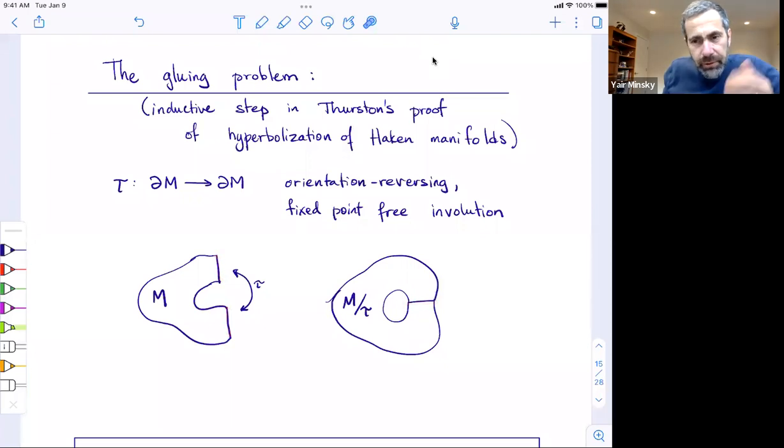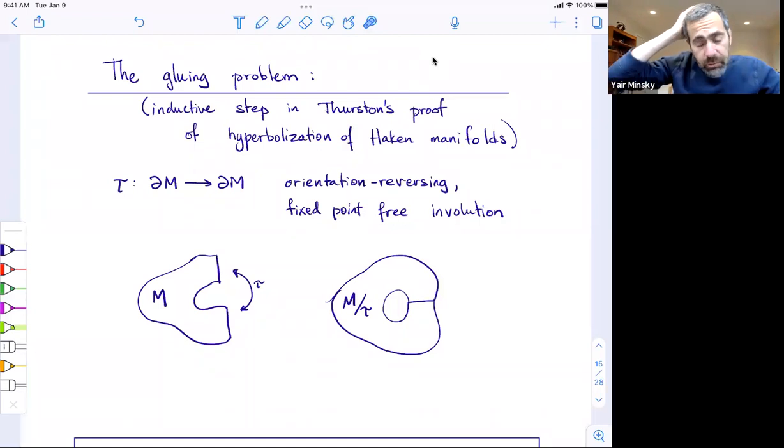I should say it's possible for the manifold to be disconnected and you're gluing together 2 different ones. And it's also possible for there to be just one boundary component that you're cleverly gluing to itself. All of these things are possible, but we're just going to stick to this picture.